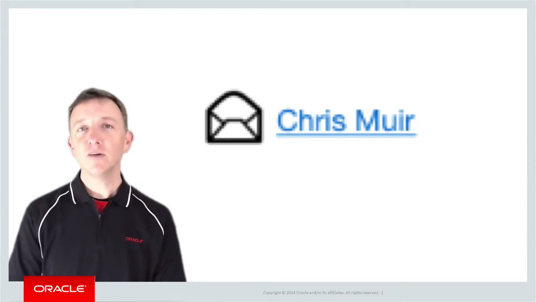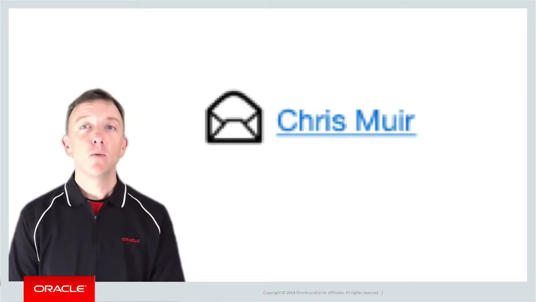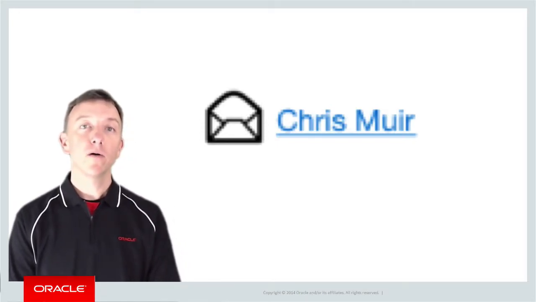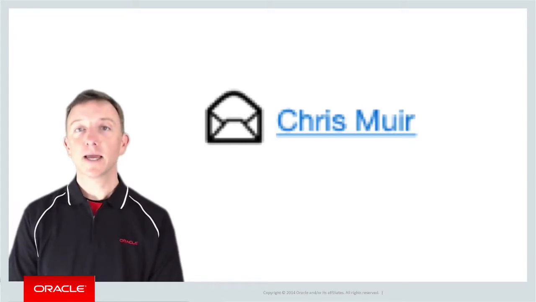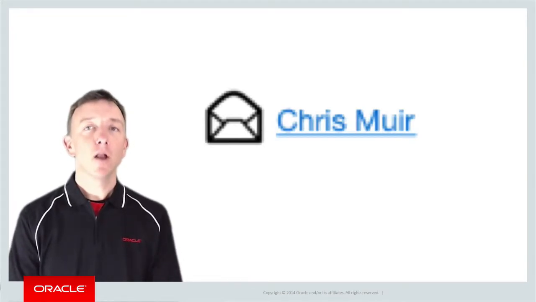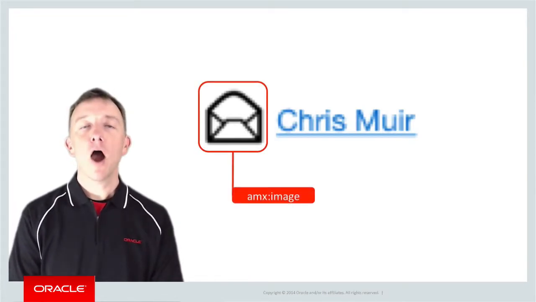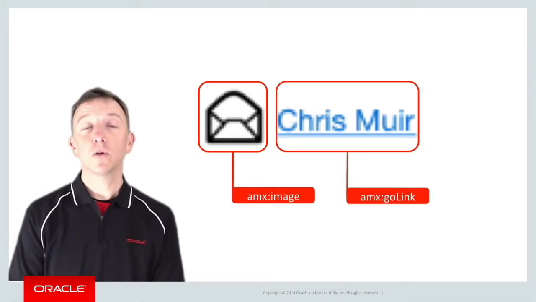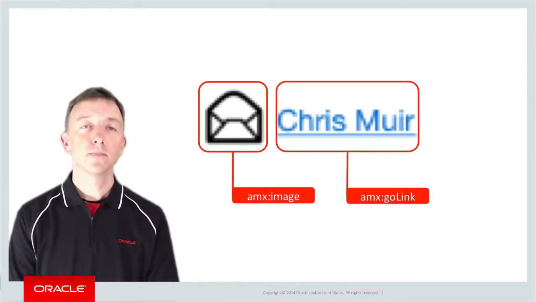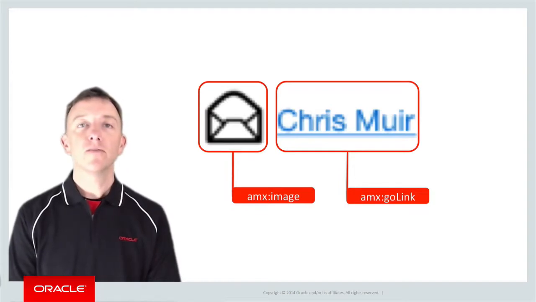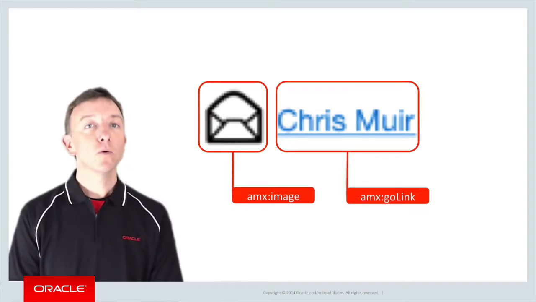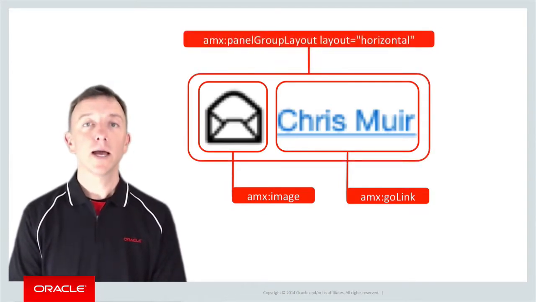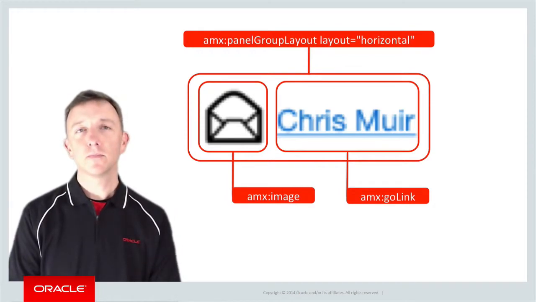To make it very obvious that the employee can be emailed, we want to standardize on the look and feel of the email facility across our application, with this envelope icon on the left and the hyperlink, using a Go link, to show the employee's name to the right. As the icon is on the left and the link is on the right, the fragment will need to use a horizontal panel group layout to lay out these components.